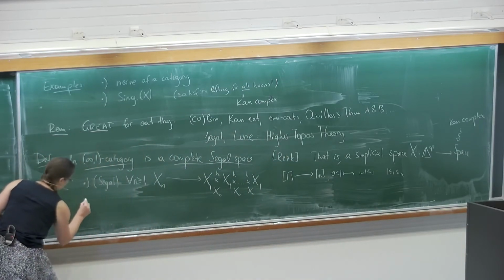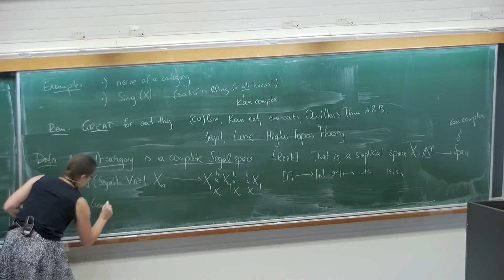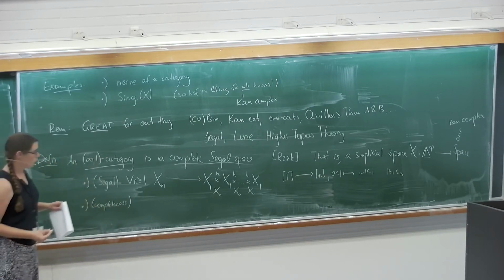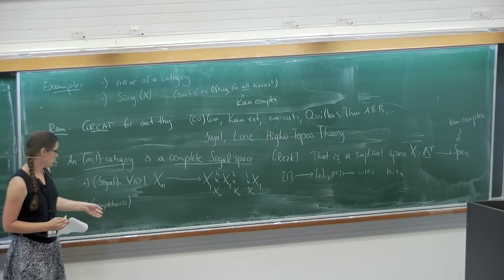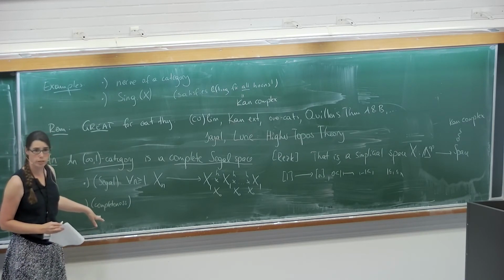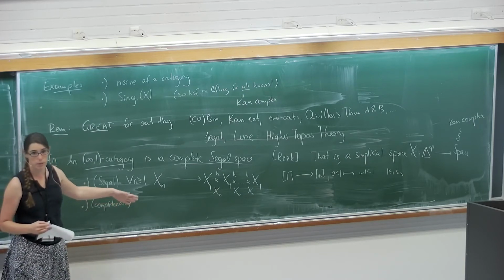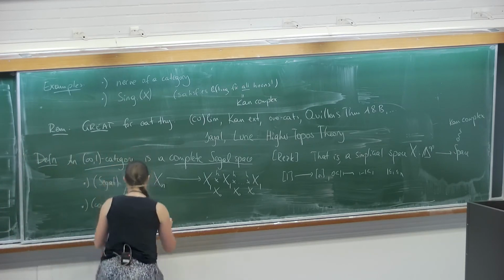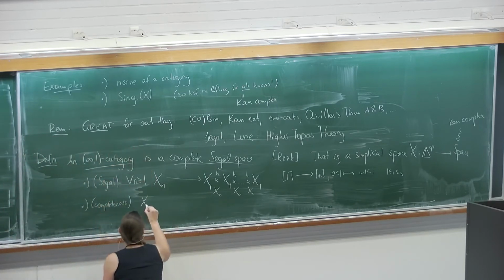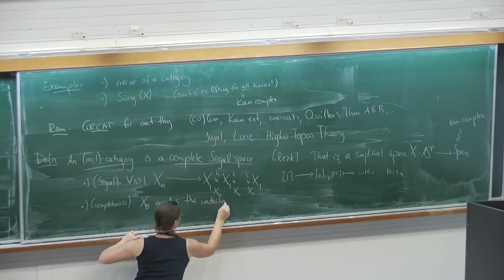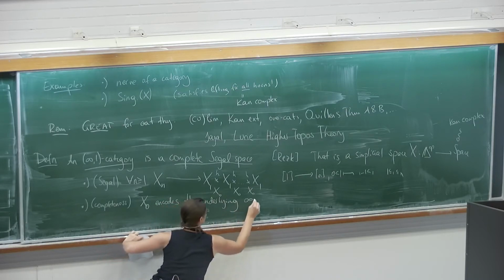And what's the second condition? The second condition is completeness. And I won't dwell much on this. Feel free to ask me in more detail in the breaks or in the exercises. I will write down the condition just so that you have seen it, but I won't dwell too much on that. So the informal formulation is that X0 encodes the underlying infinity groupoid.